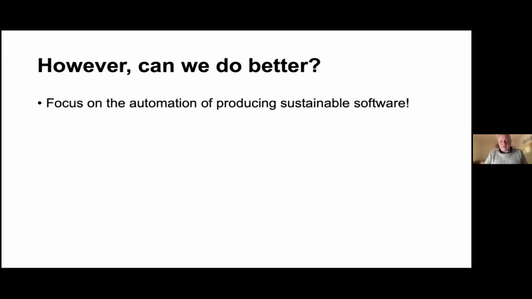Okay, so this was more or less the process. The question is now, can we do better? Can we, let's say, come up with sustainable software, which means software that has a reduced carbon footprint, using automation? That's always the holy grail.